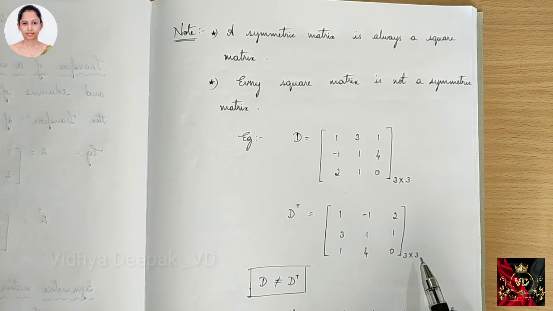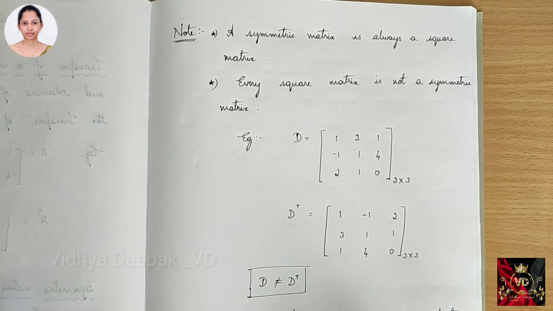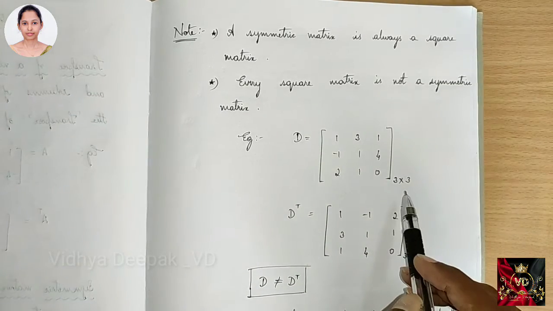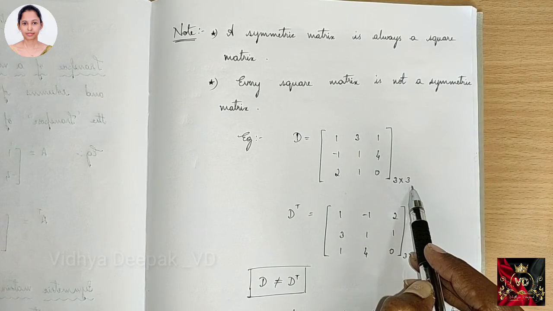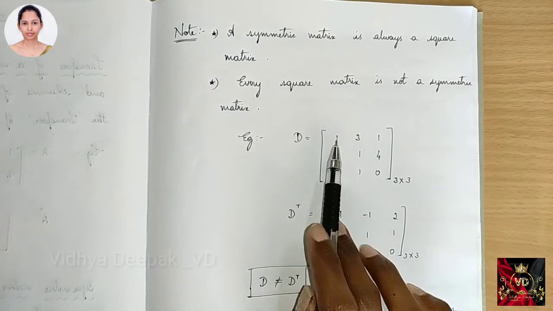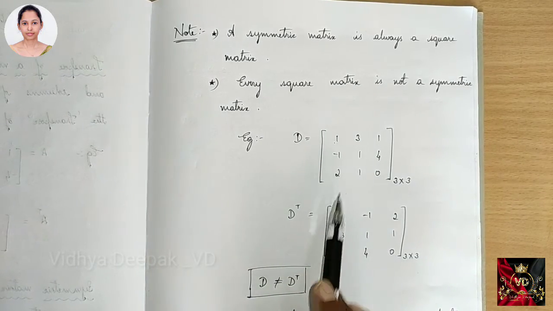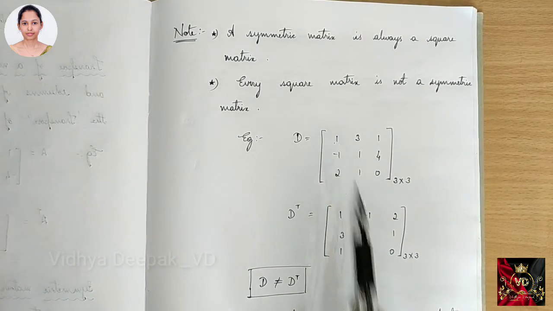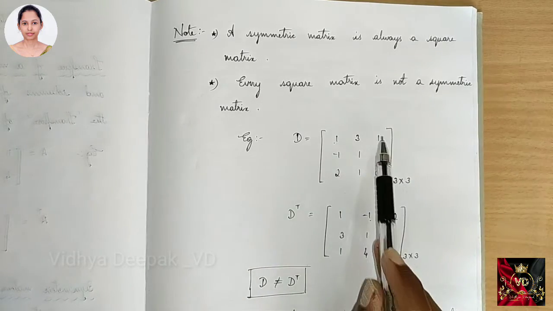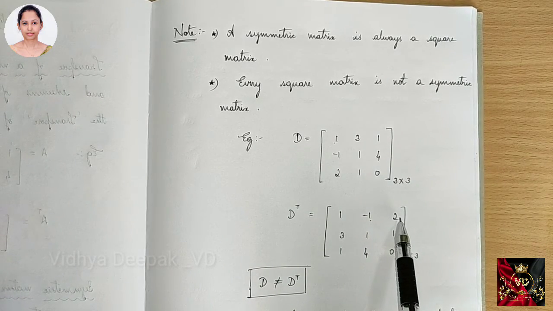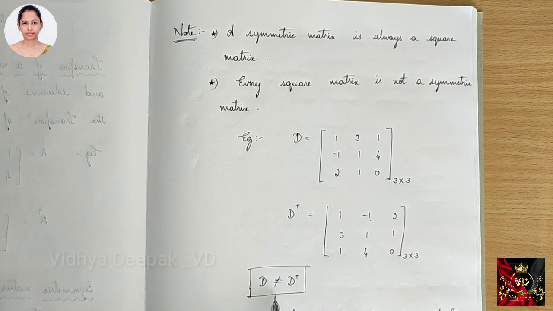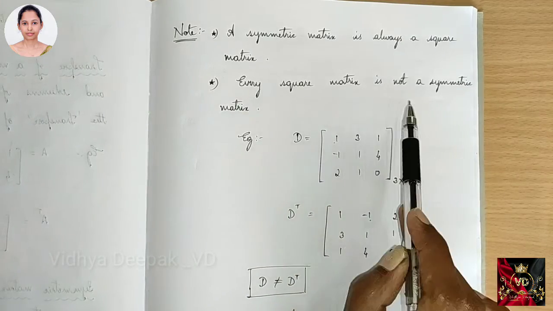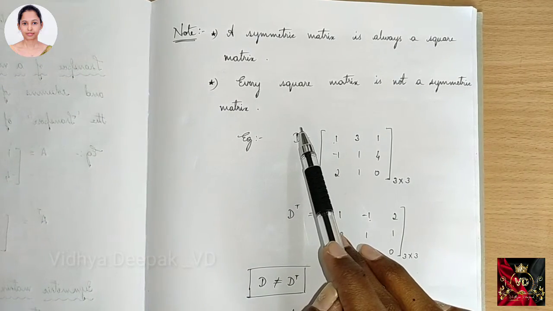So the condition for symmetric matrix is D should be equal to D transpose. So when the order is same, that means when M is equal to N in the order, it is a square matrix. This square matrix, is it equal to its transpose? See, 1, 1. 3 and minus 1, 1 and 2, these are not equal. That means the corresponding elements are not equal. We can say that D is not equal to D transpose. So every square matrix is not a symmetric matrix.